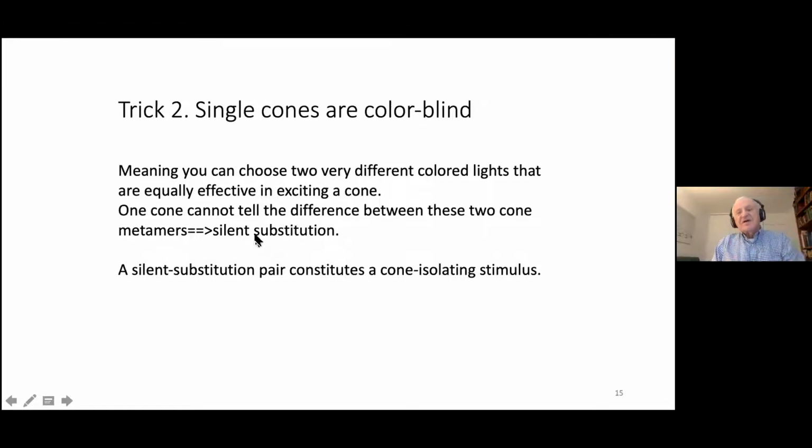And so you can look at the other ones that are not silent. Another way of putting this is that you can make a silent substitution pair, which constitutes a cone isolating stimulus, because it isolates the responses of the other cone that's not silenced.